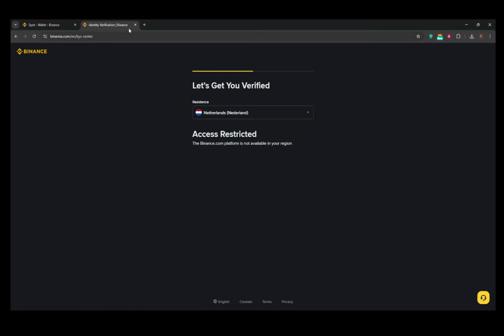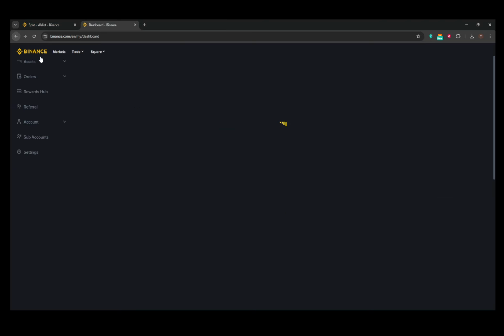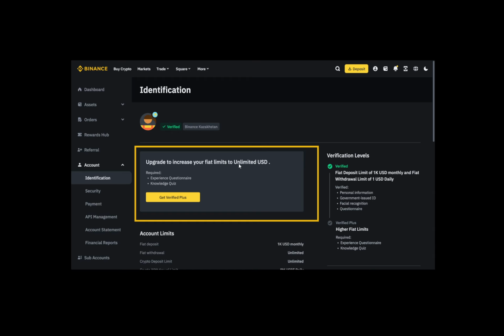And there you have it. By understanding your current limits and knowing the steps to increase them through account verification upgrades or achieving VIP status, you're well on your way to elevate your trading experience on Binance.